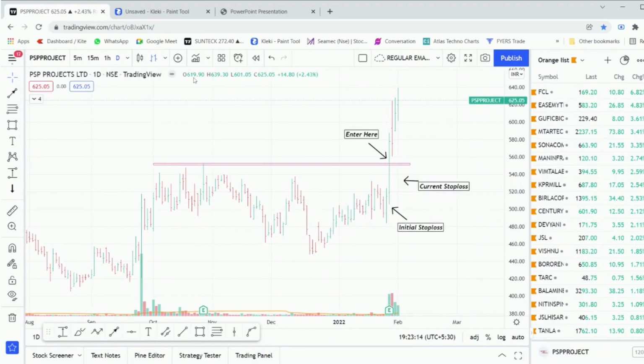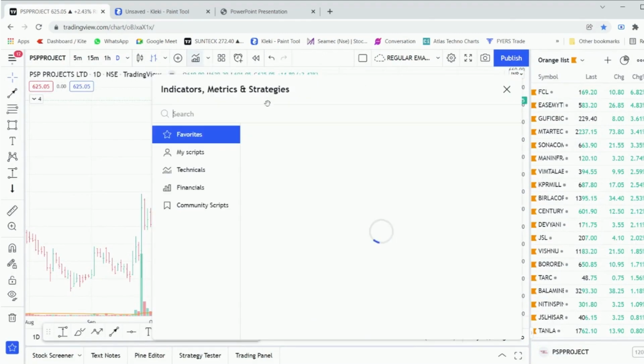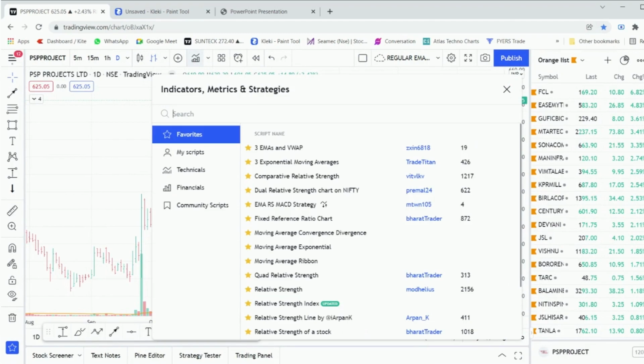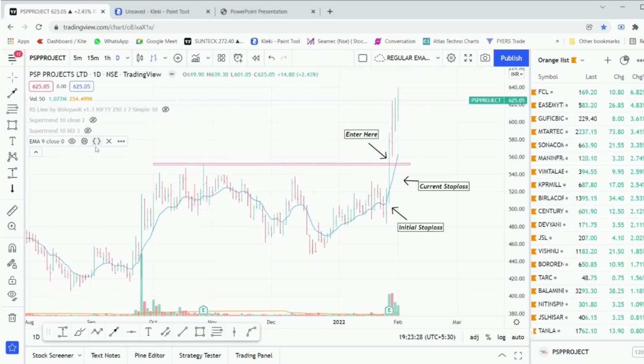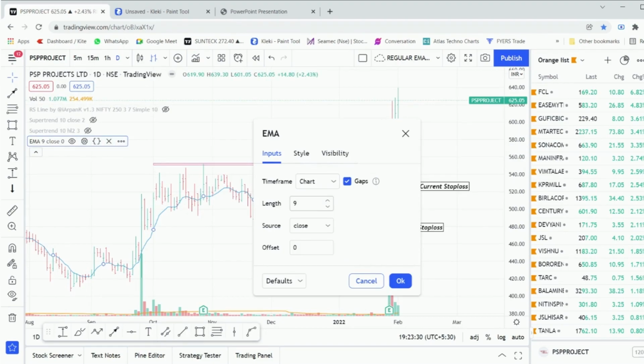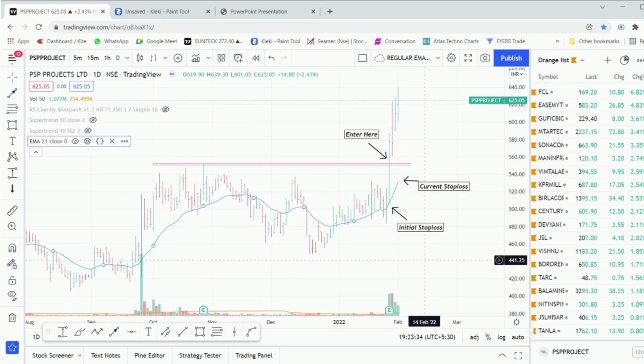So how do you apply that moving average in the TradingView platform? Go to the indicator section, type here moving averages, and you will find Moving Average Exponential as an indicator. Click on this indicator, select the chart, change the setting of the indicator and type here 21. So this is how the 21 EMA will get plotted on your chart.